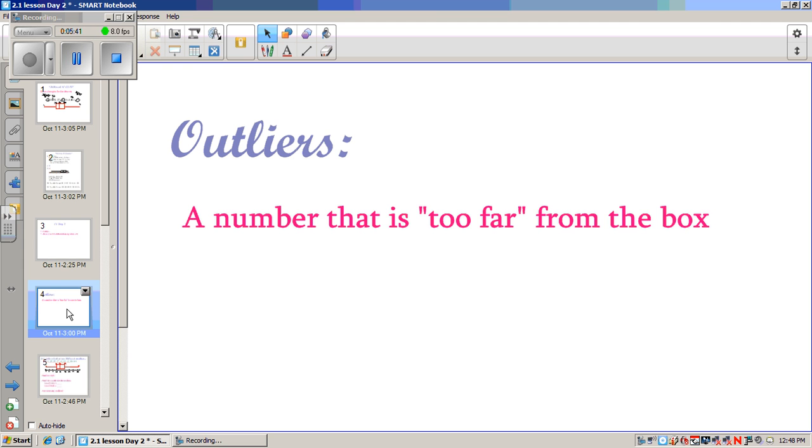An outlier is a number that is too far from the box. Now, too far is kind of a vague term, but we're going to make it a mathematical term. What we're going to identify as too far from the box is anything further away than 1.5 times the IQR, which we will get into in the next slide. The box we are identifying is the box from the box and whisker plot. So that's where the middle half of your data set falls. Anywhere 1.5 IQRs outside that box will be considered an outlier, and we will look at that in detail in the next slide.